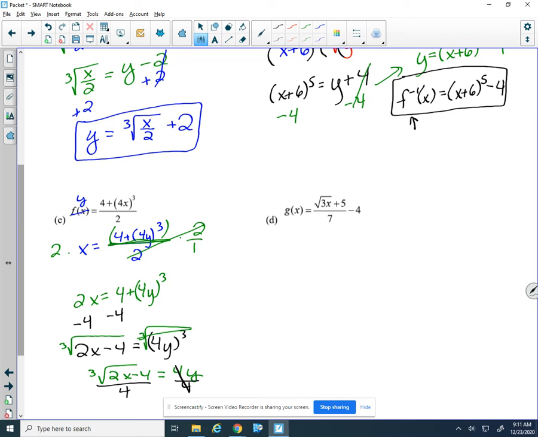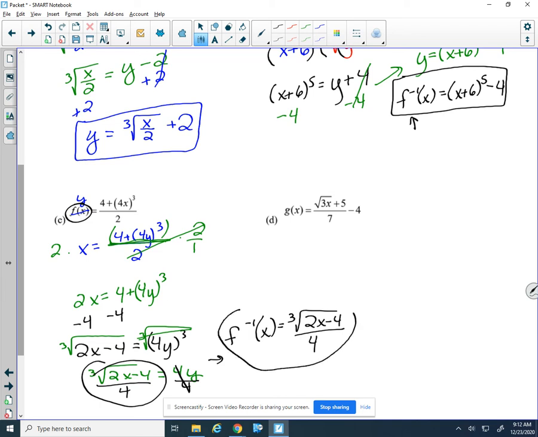Now looking back, my function notation is f of x. So I'm going to call this f inverse of x. So f inverse of x, sorry, that's messy. Let's write that again. F inverse of x is this new formula or function, cube root of 2x minus 4 over 4. So this is my answer. I'm going to leave that up. I'll erase it when I need to move it out of the way for g of x. Maybe we'll try to avoid it.